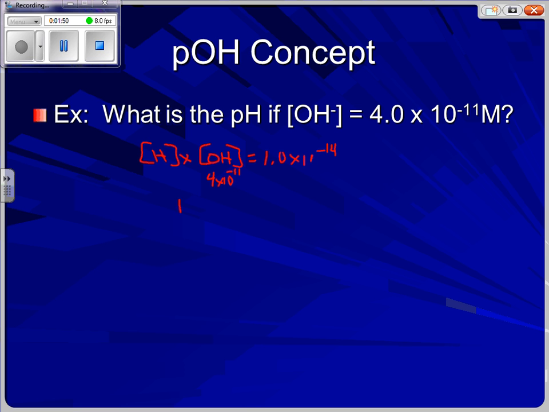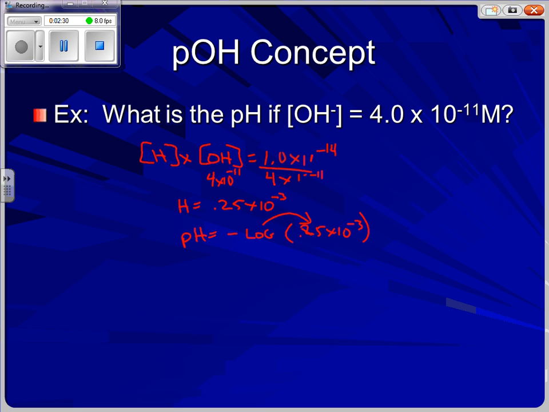My hydrogen concentration is going to be 1 times 10 to the negative 14 divided by 4 times 10 to the negative 11. 1 divided by 4, if you don't know, is 0.25. So 0.25 times 10 to the, and I simply subtract the two: negative 14 minus a negative 11 gives me a negative 3. Now I can leave this as it is, and that's quite all right. We want to find pH from that. So my pH is going to be the negative log of 0.25 times 10 to the negative third.